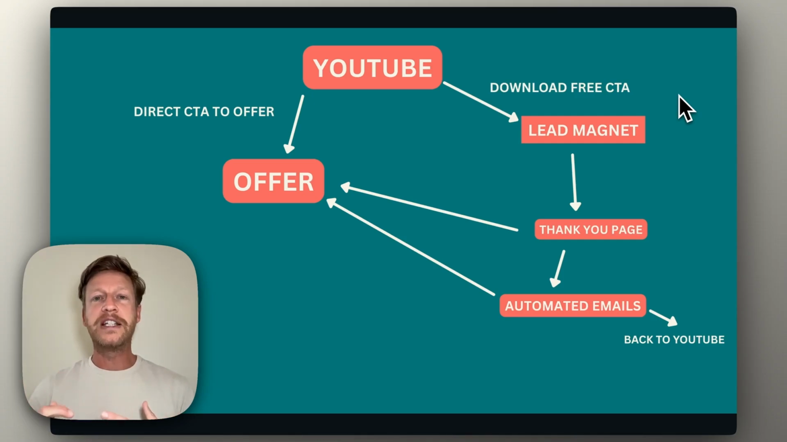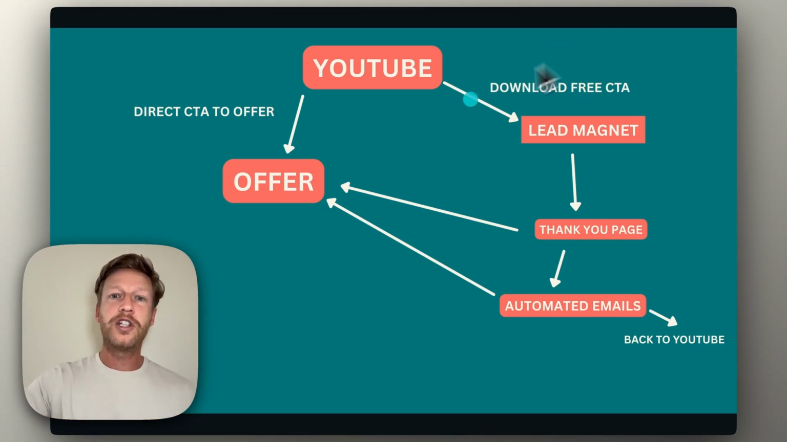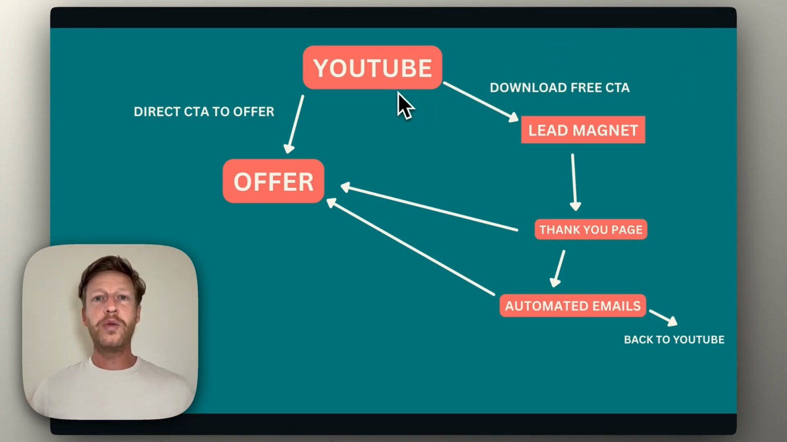And what you're doing is you're sending people back to YouTube and therefore increasing views and retention and watch time, which is a signal for YouTube to then push your video more to new audiences.